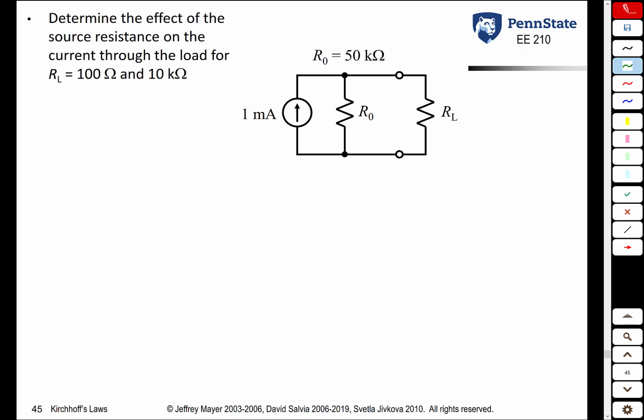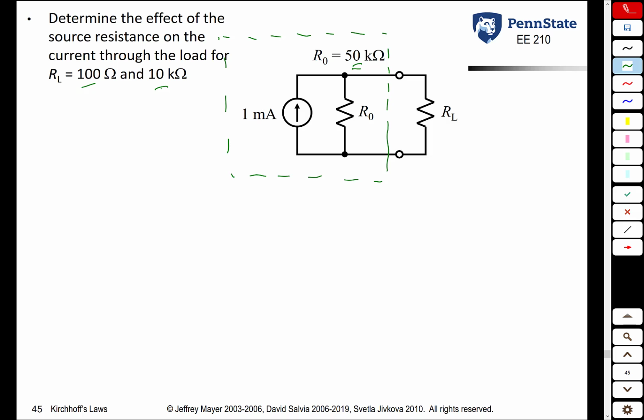So let's look at an example of a practical current source. Let's say we're going to model it mathematically as a 1 milliamp ideal source in parallel with a fairly large internal resistance, 50 kiloohms. Once again, with current sources, this internal resistance is very, very large. With voltage sources, that internal resistance is going to be very, very small. So let's connect two different load resistors, a 100 ohm and a 10 kiloohm resistor, and see what the actual current through the load is going to be.